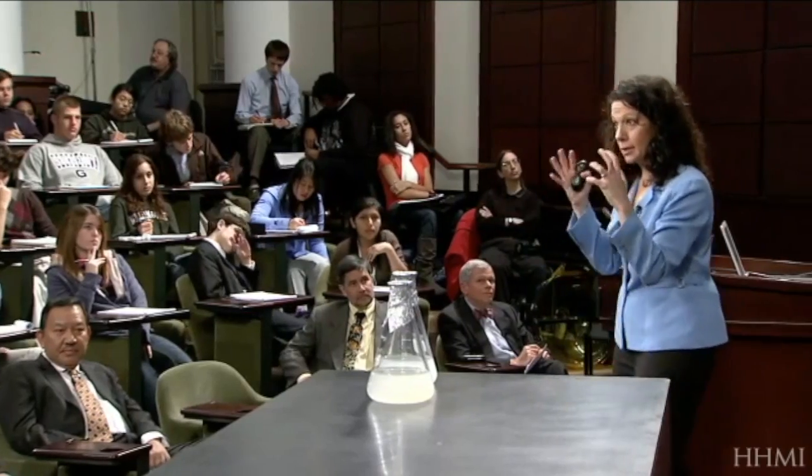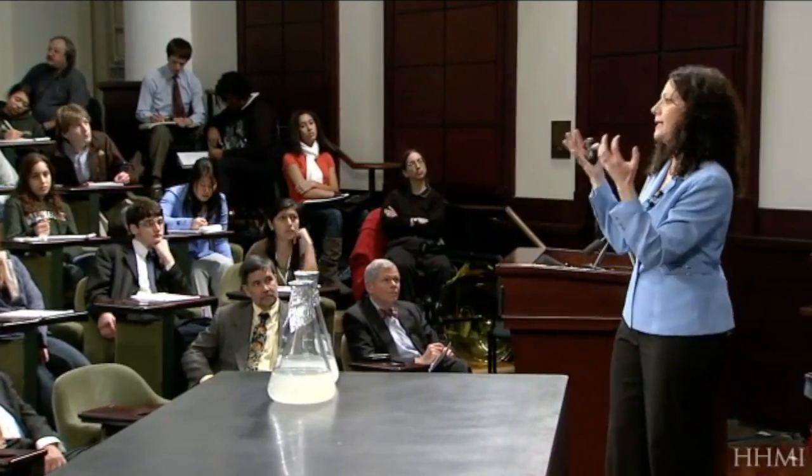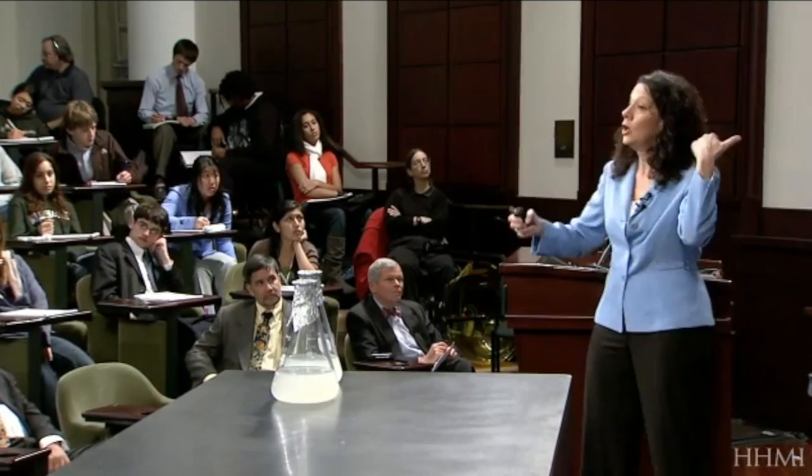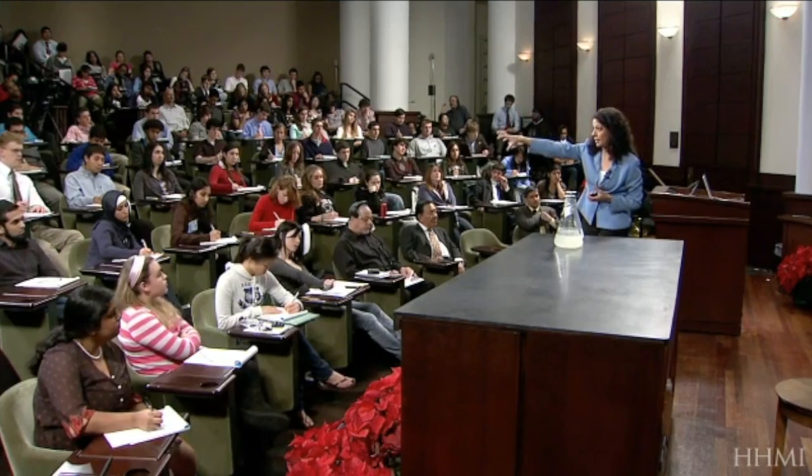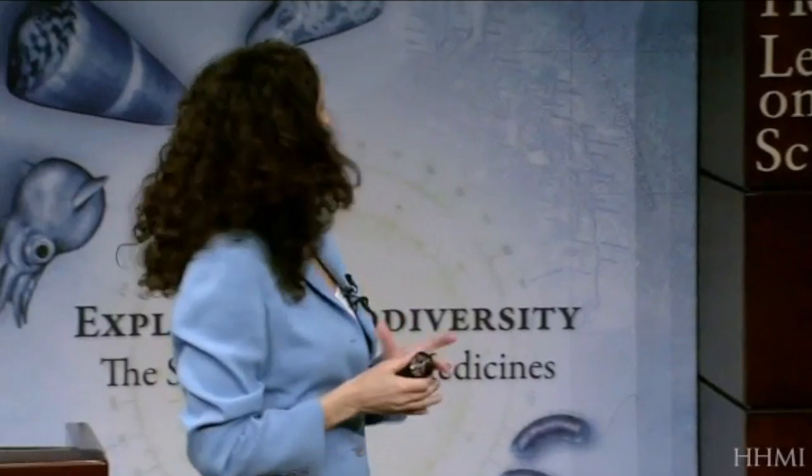So even though light, bioluminescence, is what we can see as the readout of quorum sensing, we've gone in and studied these more invisible traits. And it turns out in Vibrio harveyi alone, over 70 genes are controlled by quorum sensing. So the genes that encode luciferase, the enzyme that makes that blue light, are quorum sensing controlled, but also the ability of bacteria to take iron up from the environment. Bacteria have to put a molecule outside of them and get iron and bring it back in.